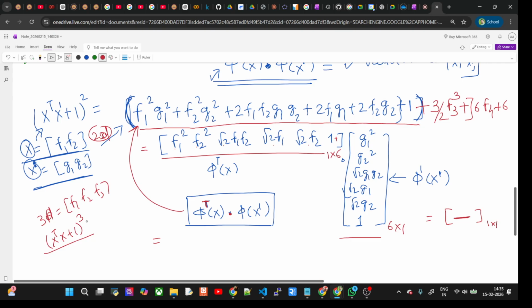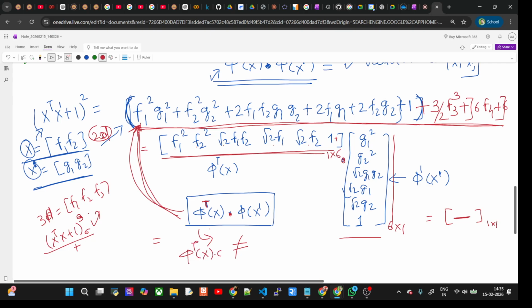But if there is a different equation, maybe not this one, because these are valid kernels, then maybe in this scenario I cannot separate out f1, f2. Even if I separate out, this column is something different, and if I multiply this phi transpose x into x like this, that will not become this value. Phi transpose x times phi transpose x prime is not equal to your bigger equation.